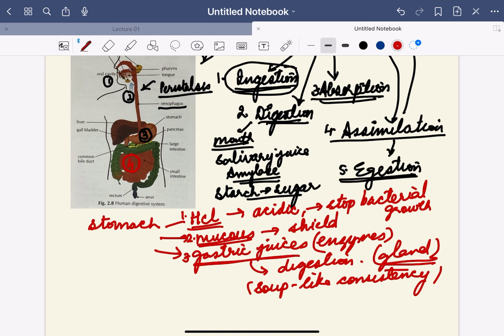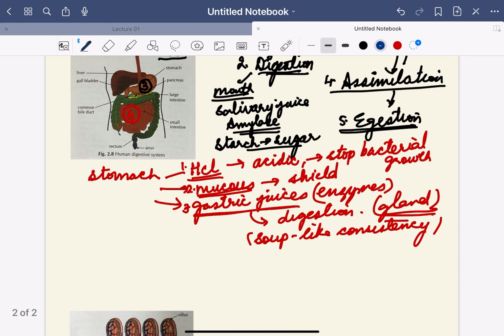Now the small intestine is a highly coiled structure, and the process of digestion comes to an end when the food reaches the small intestine. Again, three things are added here. Now if you can see, there is this gland here called the pancreas. It is a leaf-shaped gland.